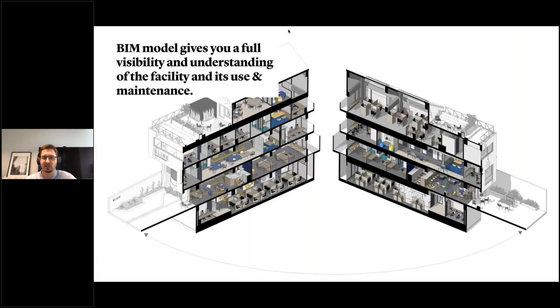So that's kind of the starting point. Our BIM models are giving us full visibility and understanding of the facility, its use and its maintenance. Of course, prior to construction, we can have full visibility on the cost, environmental performance, structural performance and other metrics. But when we move into the operation phase, we can make use of all the information that has been created in all the previous processes and make it available for a smarter operation.